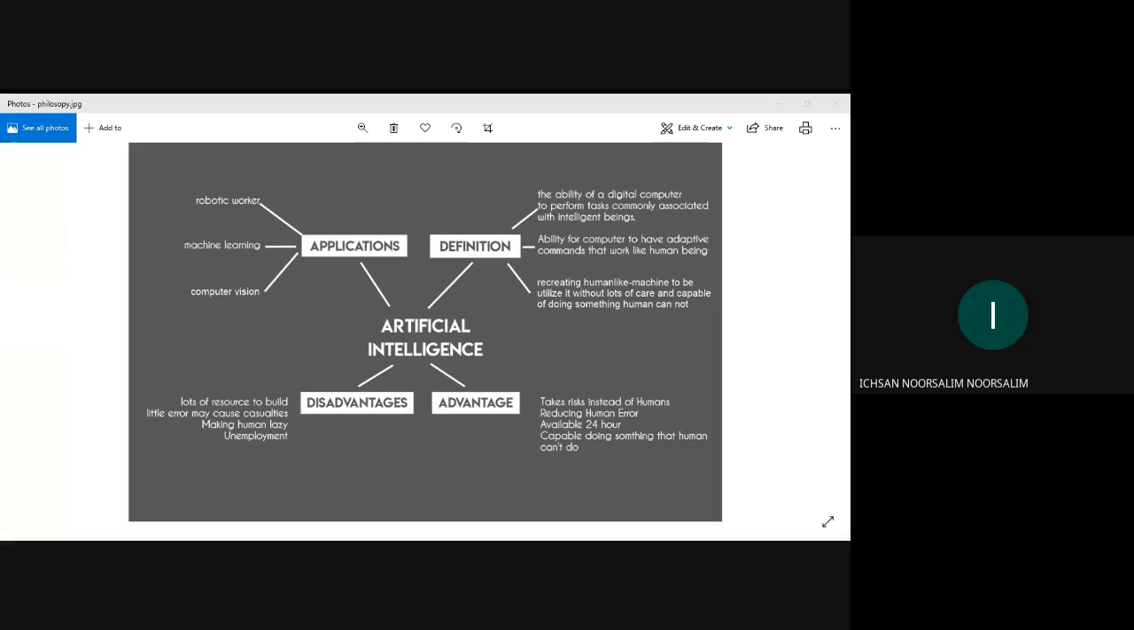Thank you. Please. So this is our mind map. First is artificial intelligence. By definition, the ability of a digital computer to perform a task commonly associated with intelligent beings. Then the ability for a computer to have adaptive command that works like a human being. Then recreating a human-like machine to be utilized without lots of care and capable of doing something humans cannot. The applications of artificial intelligence are robotic workers, machine learning, and computer vision.